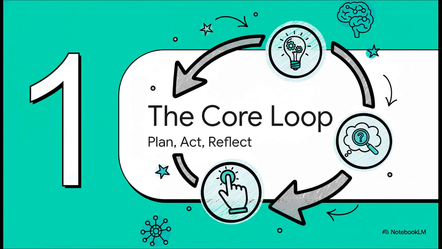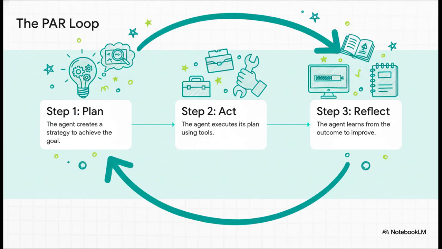At the very heart of any advanced AI agent is this continuous three-stage cycle. See, it's not just about responding to a prompt anymore. It's about actively pursuing a goal. And that all happens in this core loop: plan, act, and reflect. Just think of it like this endless loop of strategy, then execution, and then learning. The agent plans its attack, it acts on that plan, and then, this is the key, it reflects on the outcome so it can get smarter for the next time around.